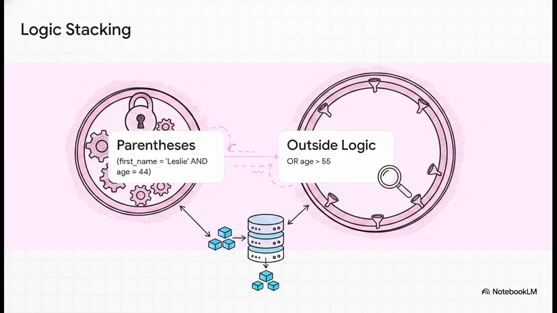Now, let's see how this builds when we introduce some order of operations into the mix. Sometimes stacking these operators gets, well, a little complicated. Take this combo, WHERE (first_name = 'Leslie' AND age = 44) OR age > 55.